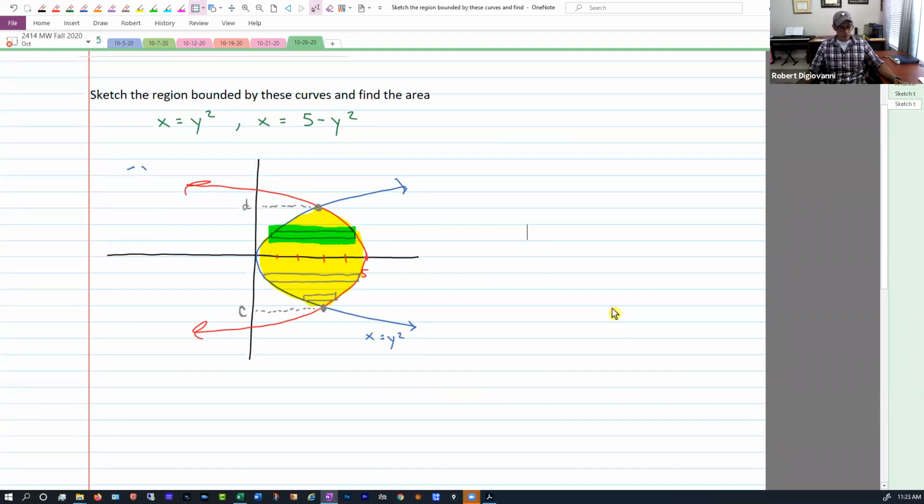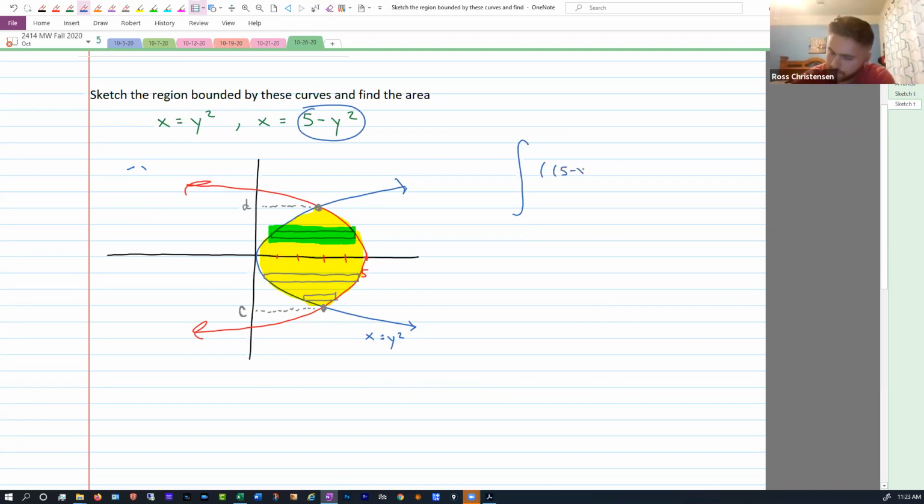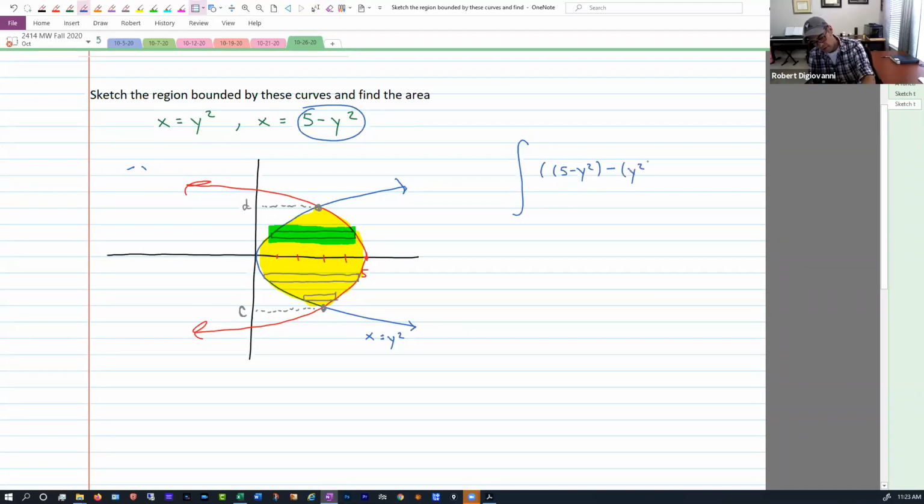All right, because we've already done a lot of this, we can at least set up the integral. It'll be the one on the right. Which one was the one on the right? Wasn't that the 5 minus y squared, right? Yeah. We're going to do the 5 minus y squared minus the one on the left, which is just the y squared. And then with respect to y, now we need our limits of integration.